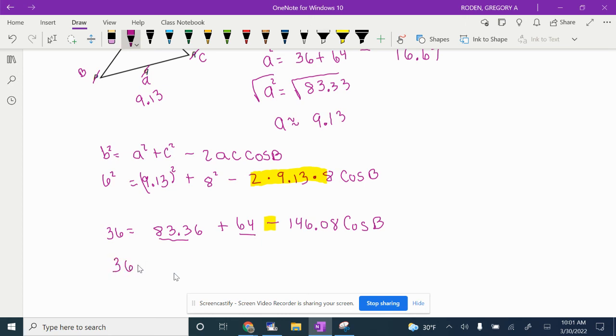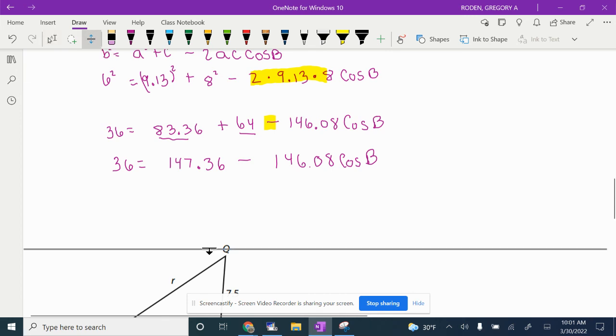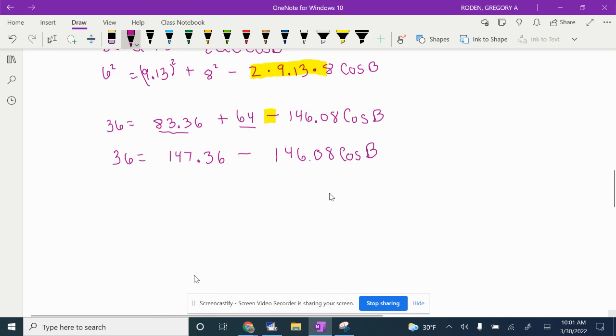So I have 36 equals 147.36 minus 146.08 cosine of B. With me? Now, next step. We're going to subtract off 147.36 from both sides. You guys see that? So now I'm going to subtract off 147.36 from both sides. What do you get there? You're going to get a negative number, which is okay.